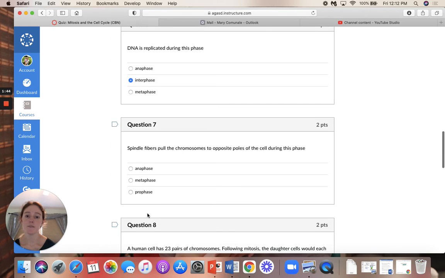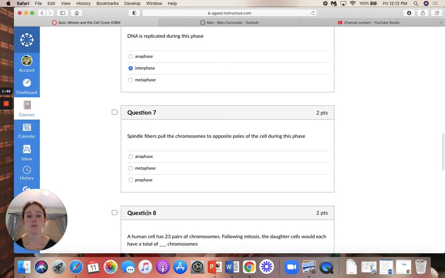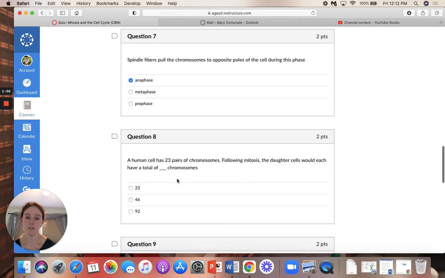Question number 7. Spindle fibers pull the chromosomes to opposite poles of the cell during this phase. So they're being pulled apart. Apart is anaphase. Metaphase is middle. Prophase is where they become visible.